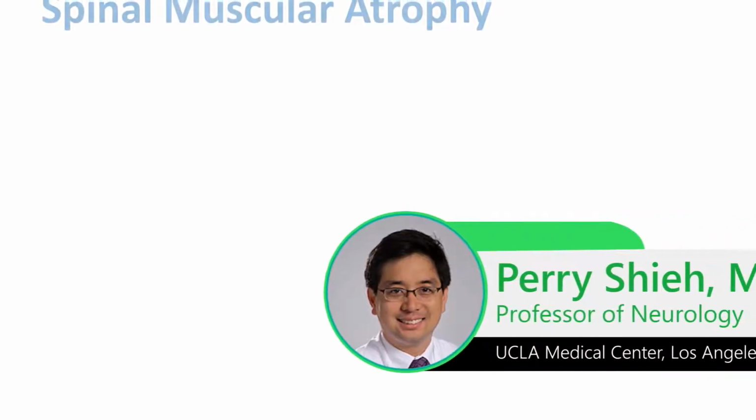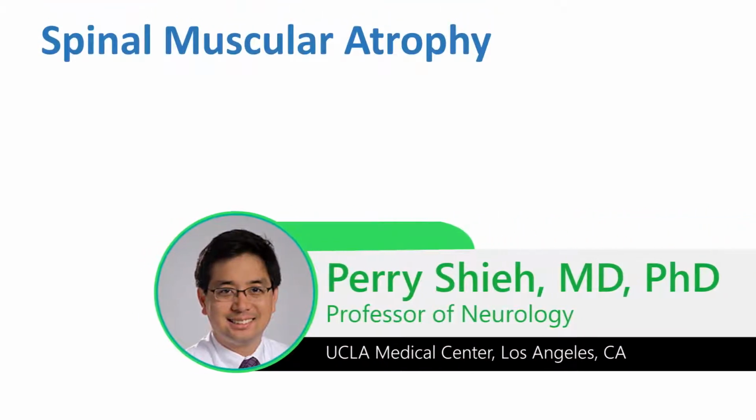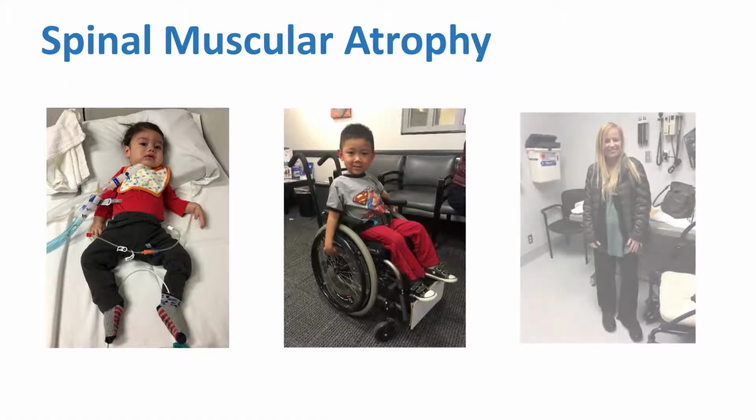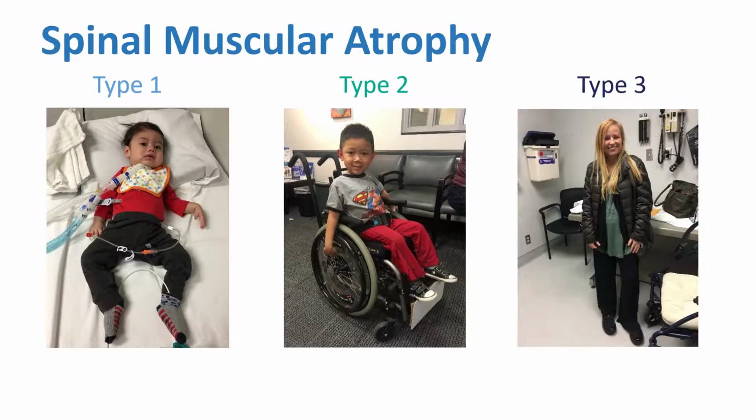Well, I'm going to start with an introduction to spinal muscular atrophy. And this is perhaps the face of spinal muscular atrophy. I've shown here 3 patients with spinal muscular atrophy. We group them into different types. This is more of a historical type of categorization, but type 1 being the most severe infantile spinal muscular atrophy. Type 2 and type 3 are the later onset spinal muscular atrophy.